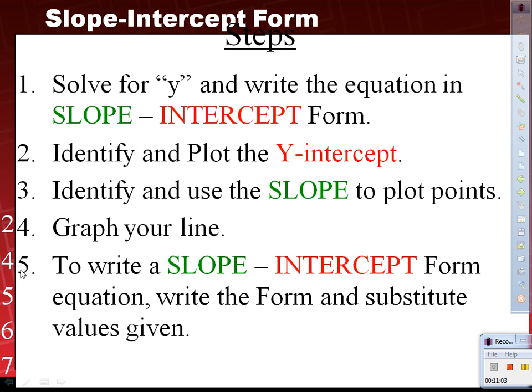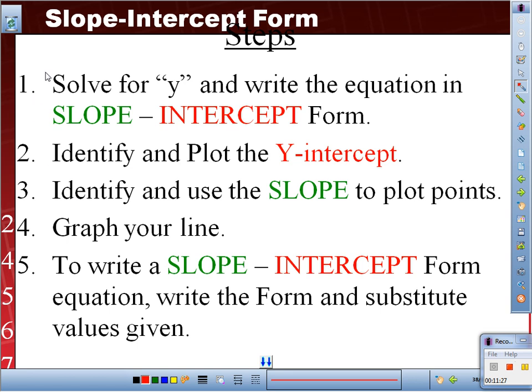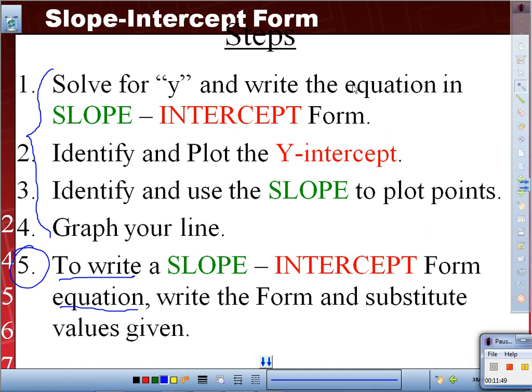Step 5, everyone, is a different step. The first 4 are for graphing the line. This one is to write an equation in slope-intercept form. So it says, to write a slope-intercept form equation, write the form and substitute values given. So write those down, please. 40 seconds. So we got these steps, okay? So let's get started so you can see it in action.